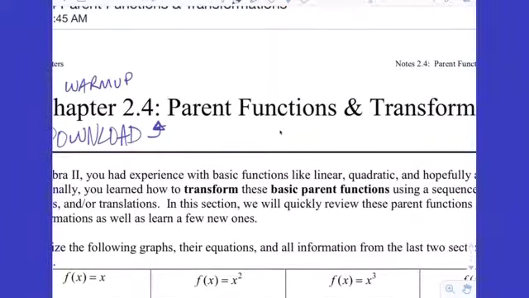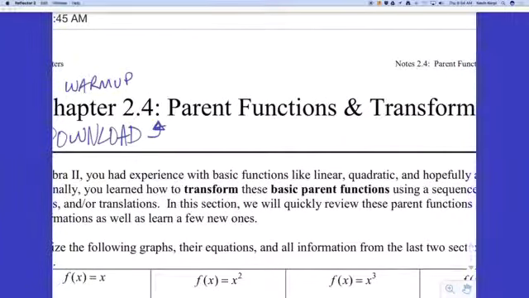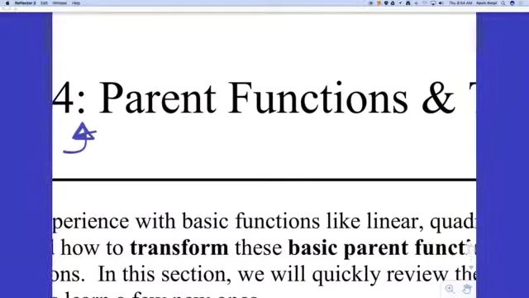All right, so section 2.4, parent functions and transformations thereof. So what do you know about a parent function? What is a parent function? Parent function. What's a function? Yeah, something that passes the vertical line test, right?